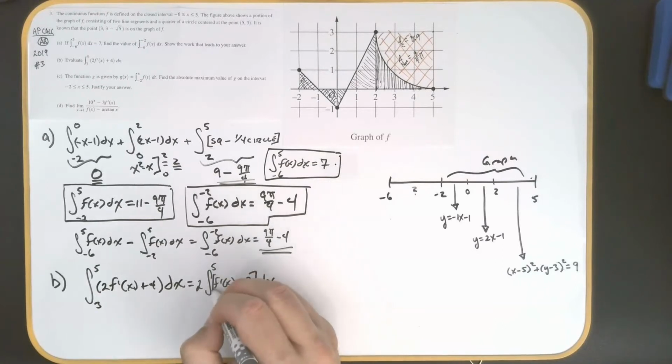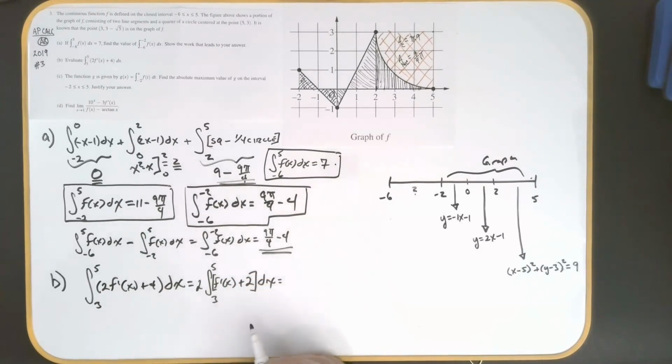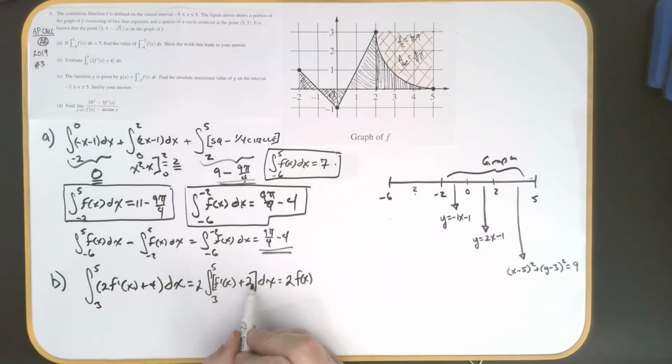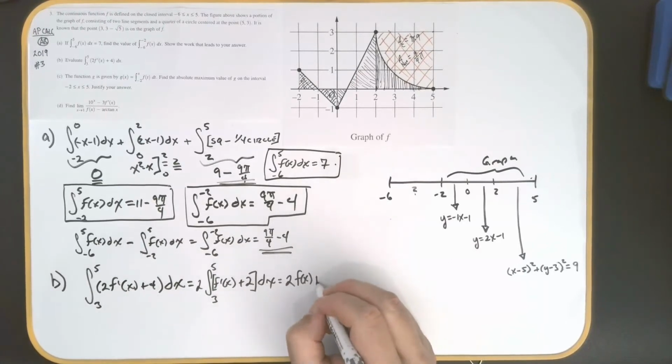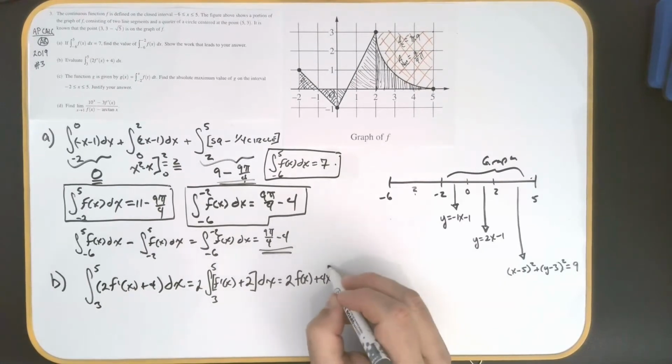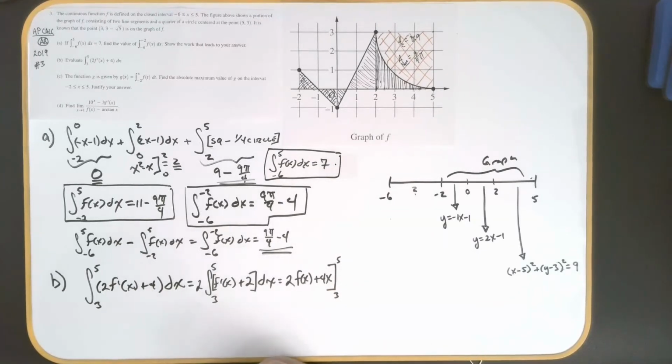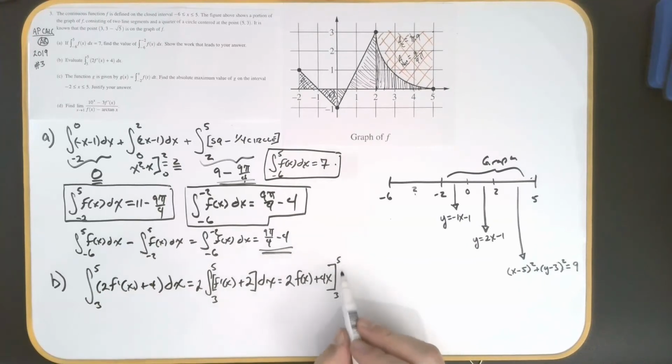Okay, so this is actually a pretty simple integral. I've got 2 out front, the integral of f prime of x is f of x, so it's 2 times f of x. The integral of 2 is 2x, but there's a 2 out front, so 2 times 2x is 4x. And we have to evaluate that from 3 to 5.